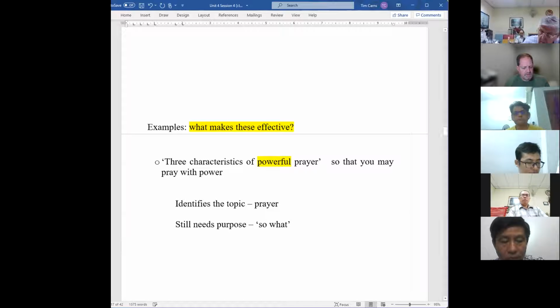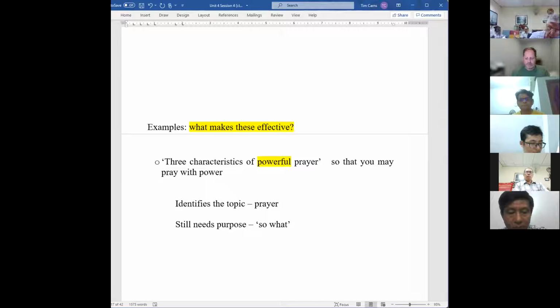What else is helpful about this homiletical idea? Anybody? What about saying 3 characteristics? Do you think that is helpful for this main point? Or let me ask it this way: in what ways could it be helpful to say 3 characteristics? What do you think, Norman?